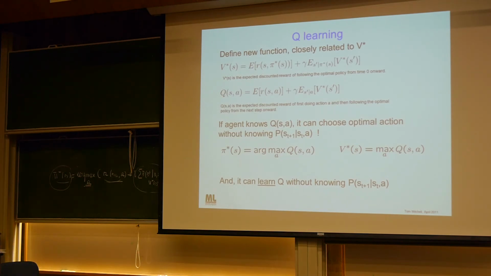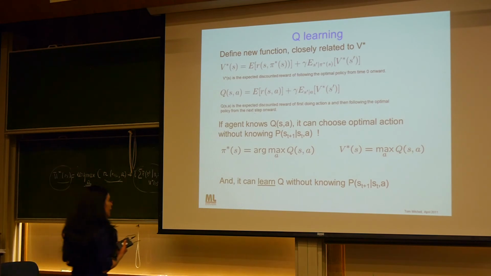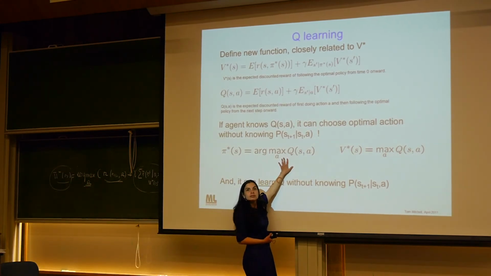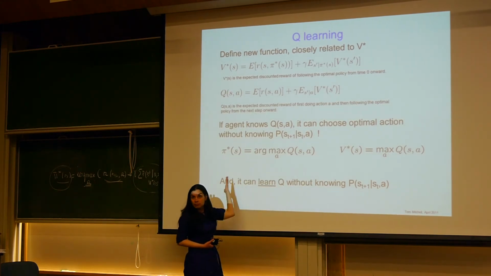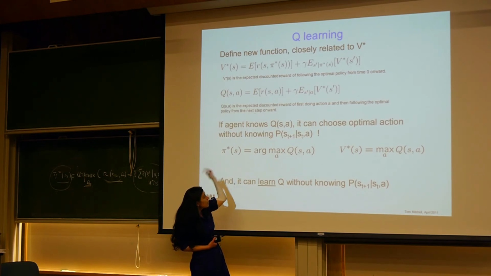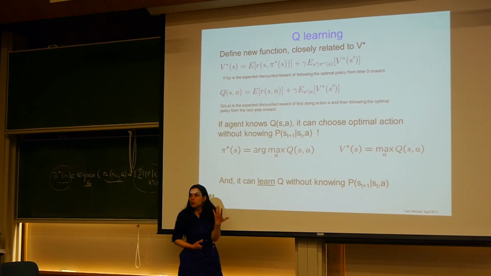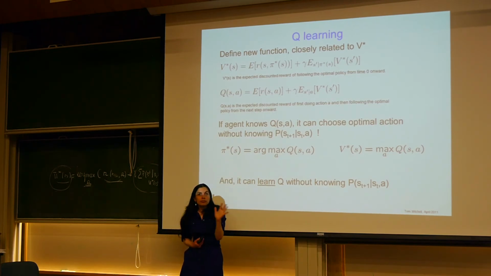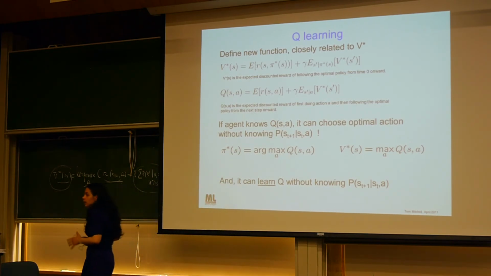Then I know how to act, because all I have to do, given a state S, is pick the action A that maximizes Q of SA. That's by definition. So if I magically manage to learn this Q function, then I'm done because I know how to act. And I don't need to know the reward or the transition probability. Okay, so that's the basic idea here.